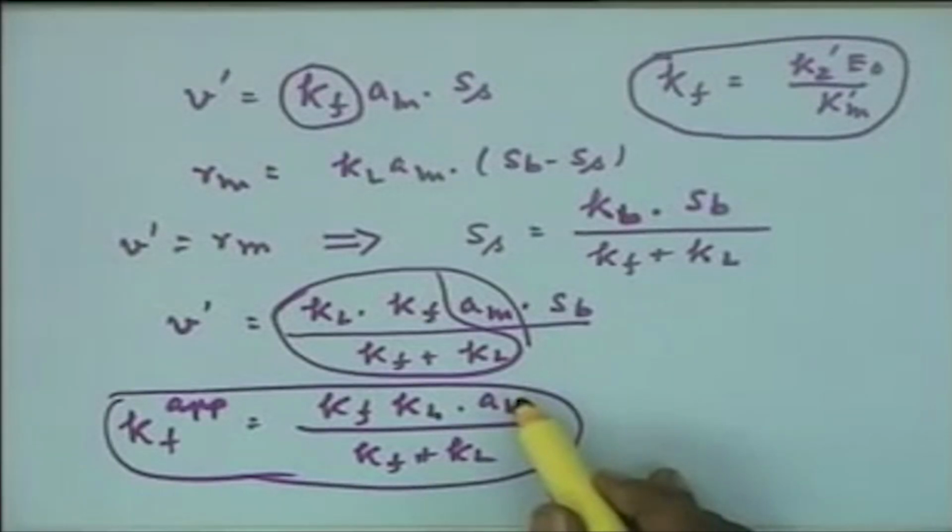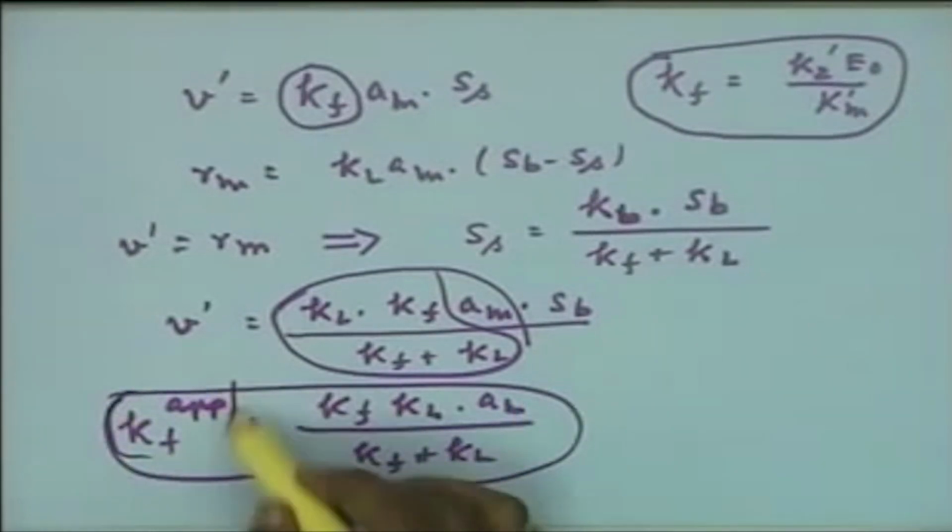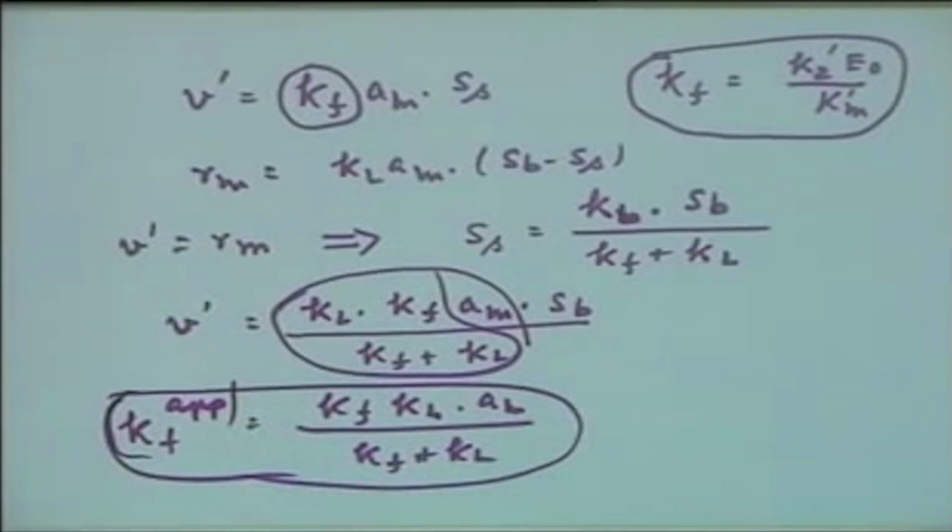Am is again based on the geometry of the particle, and then Kf apparent can be determined, and Kf apparent can be used to design the reactor performance of the first order immobilized enzyme reactor with film diffusion limitations or film diffusion control. Another way, again an empirical way to look at the film diffusion, has been proposed by Satterfield.